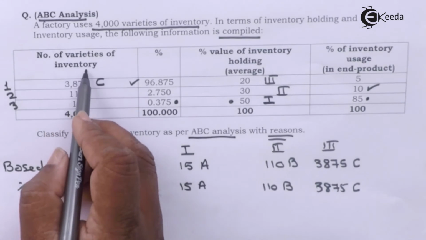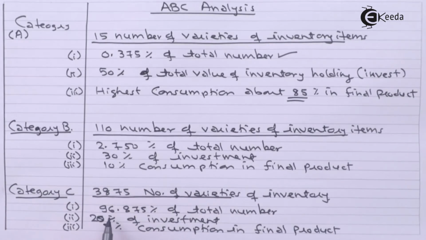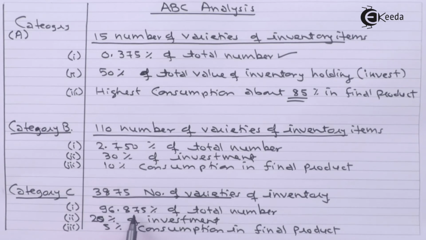3,875 number of varieties of inventories will be put in category C, as they are having 96.875, that means almost 97% of total number. Secondly, amount of investment is around 20% of total inventory investment. And third, it is 5% of consumption in final product.